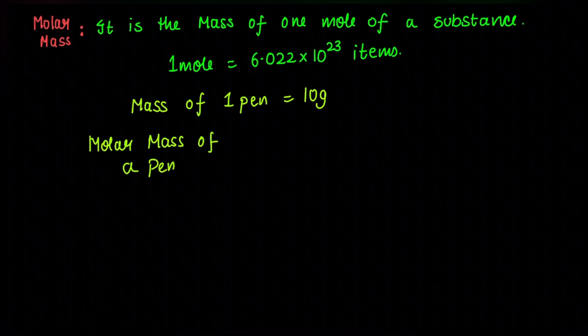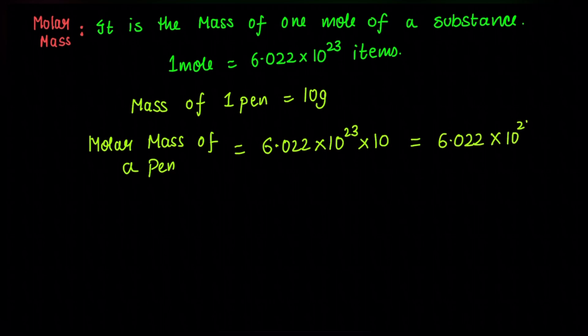So to calculate the molar mass of a pen, we have to do simple maths. If one pen weighs 10 gram, then 1 mole of pens will weigh 10 times 6.022 × 10^23, which is 6.022 × 10^24 grams. That is the mass of 1 mole of pens, so we can also write it as this much gram per mole. Similarly, we can calculate the molar mass of chemical substances.